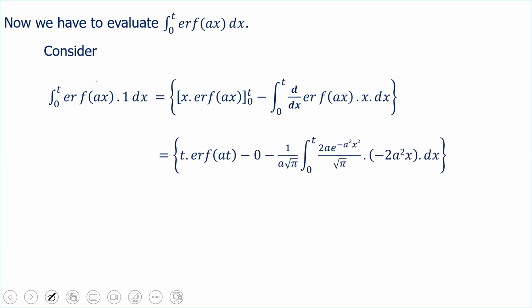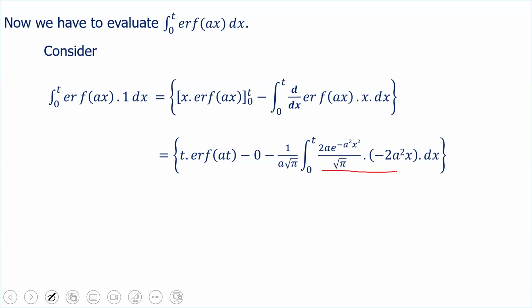If we simplify it, if you put the limit, so this x will be t, error function of at, minus, if you put the lower limit, so if you put x equal to 0, this will become 0, minus 1 upon, now we know what is the derivative of error function of ax. Just in the previous slide, its value is 2a into e to the power minus a square x square upon root pi, and x dx. Now we are doing some adjustment over here because we want to integrate this whole term.